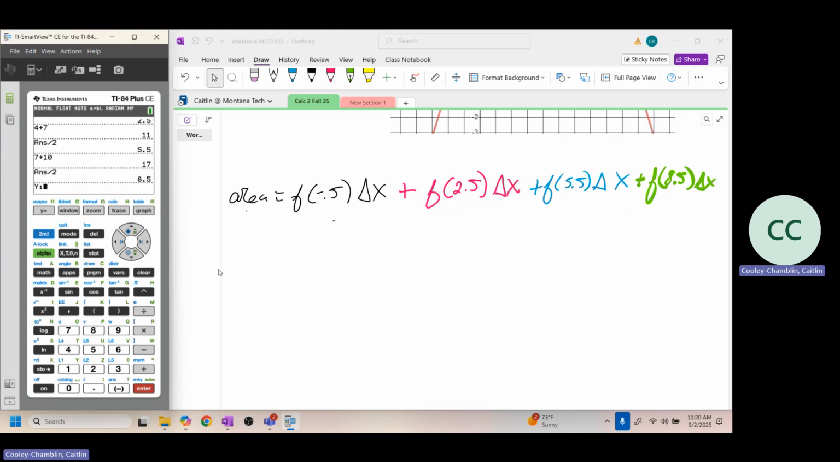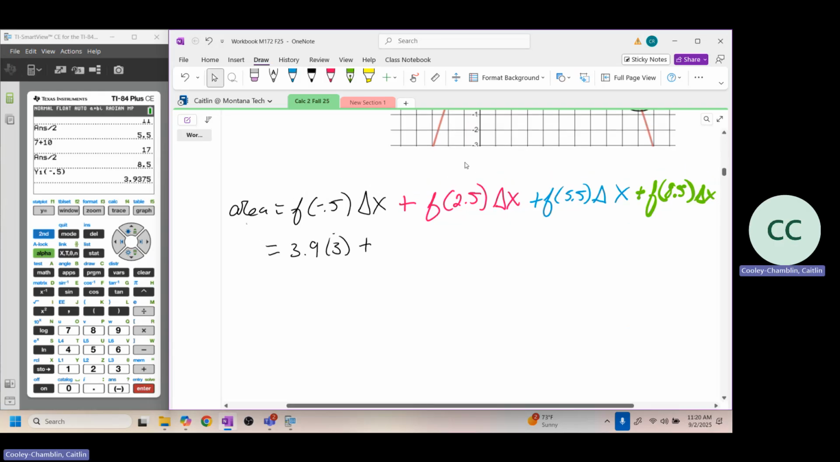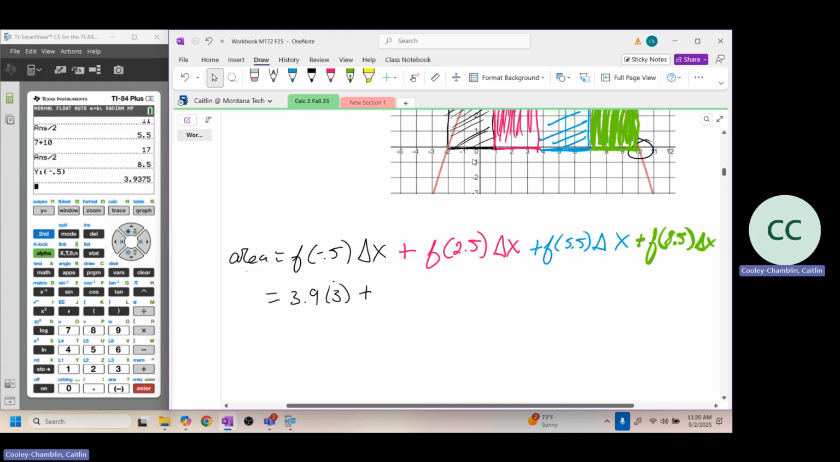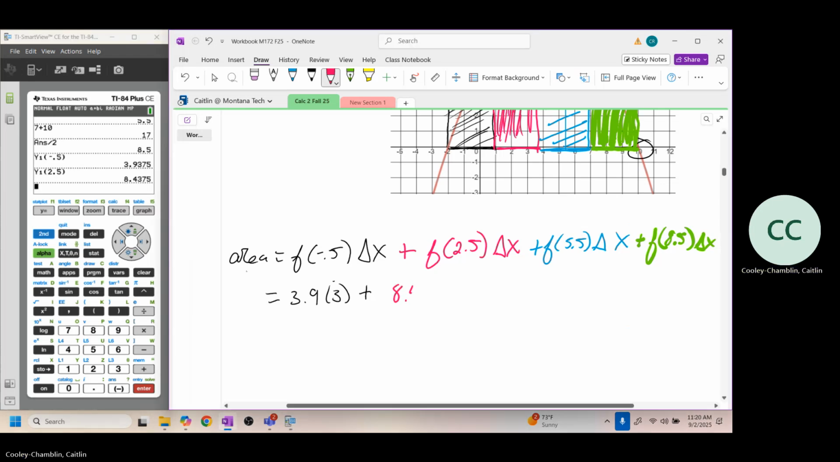And so I'm going to evaluate the curve of negative 0.5, and that's at 3.9. So my area is 3.9 times 3. So my change in x is still 3 because the base of my rectangle is still 3 units, even though we evaluated at the midpoint. Plus, and now I want to evaluate at 2.5. So I get plus 8.4 times 3.